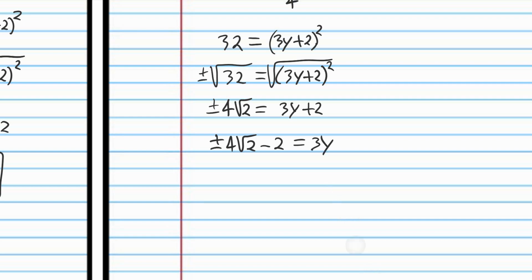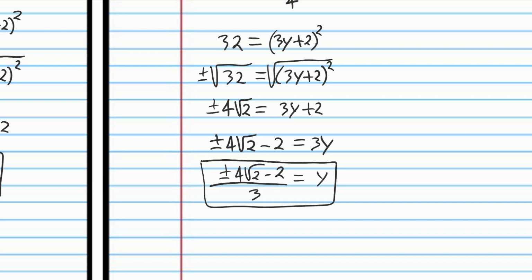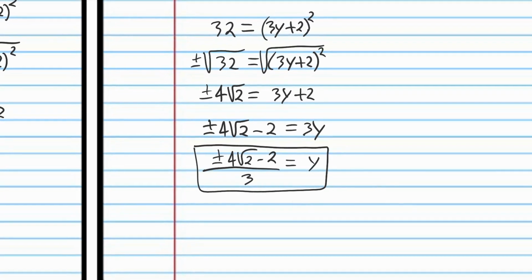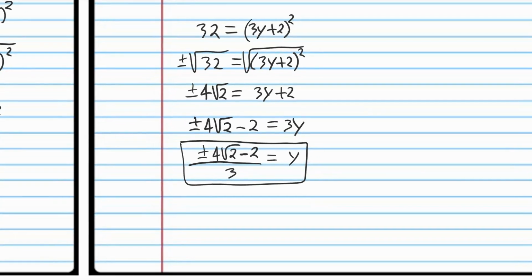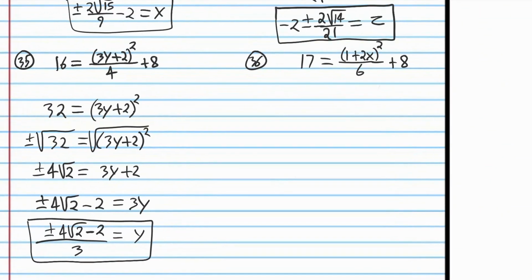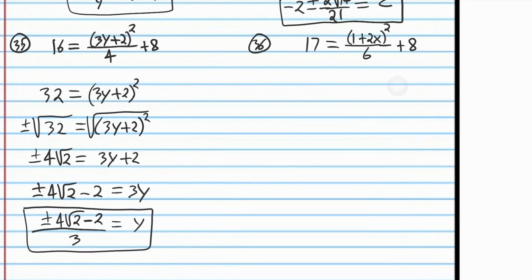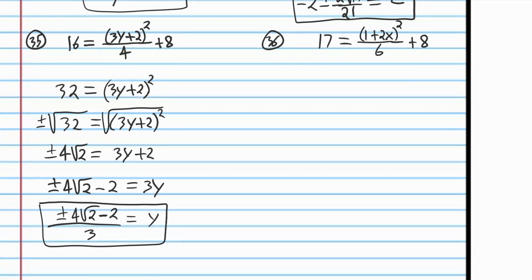And then I have to just divide both sides by 3. And please understand that when you divide both sides by 3, you have to divide this entire expression by 3. Not just 4 root 2 or 2. You have to divide everything by 3 to get rid of that 3. So that's the only difference with that problem, is that the last part of it required 2 steps. So try number 36, and when you come back, we'll do it together.